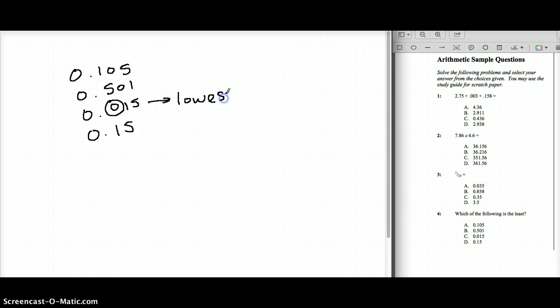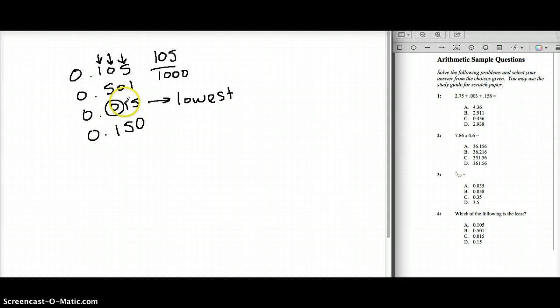And if we want to read off all these numbers and put them in terms of thousandths, remember this place is the tenths, this place is the hundredths, and this place is the thousandths. So all these numbers are basically written in thousandths. This first one is 105 thousandths. If you wanted to write that in fraction form, it'd look like 105 over 1,000. And that would be exactly the same thing as 0.105. This number is the same thing, 501 over 1,000.